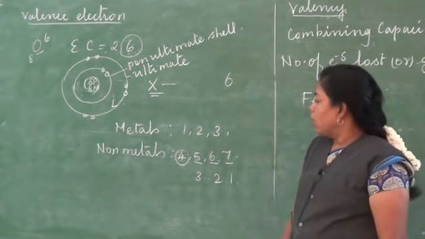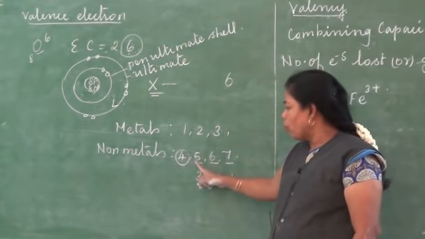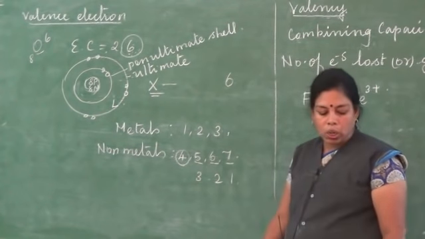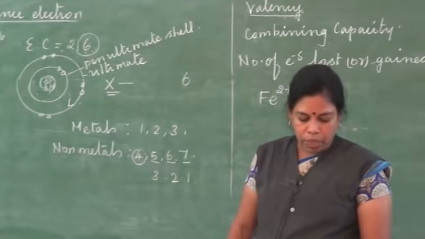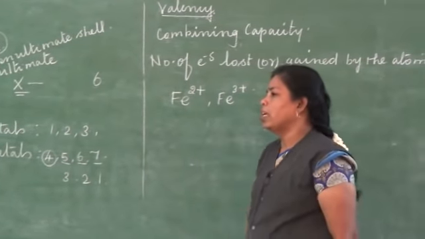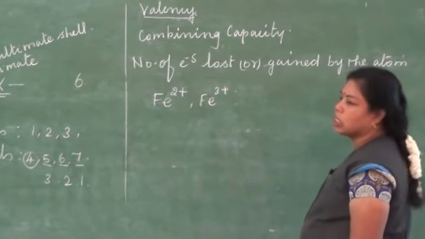If the valence electron is 4, 5, 6, or 7, that is called a non-metal. It is given in your book at page number 130. And some of the elements will naturally get 8 electrons in their outermost orbit.